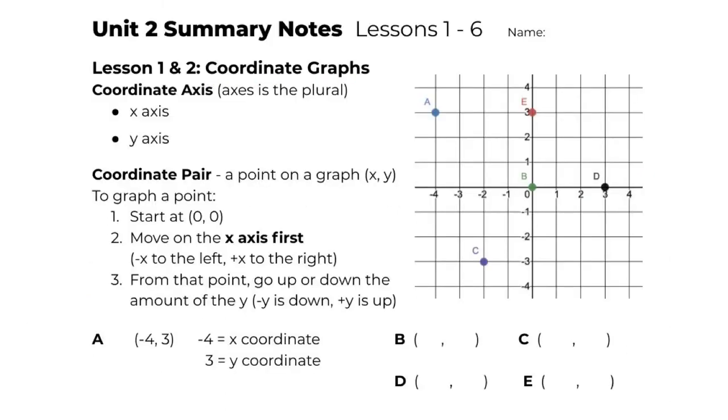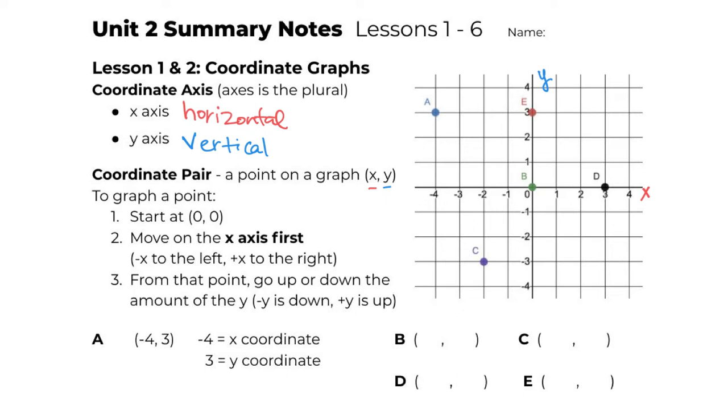So a coordinate graph is made up of two coordinate axes. Axes is the plural. The x-axis is your horizontal axis and your y-axis is your vertical axis. A coordinate pair, sometimes called an ordered pair, is a point on the graph that's written in the ordered form, x comma y.